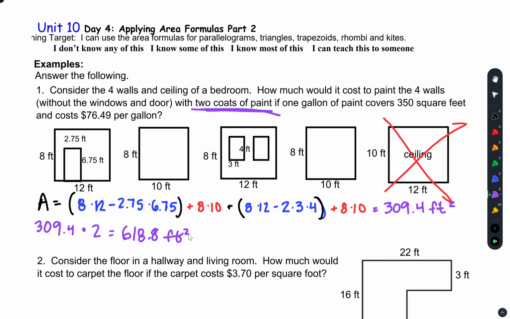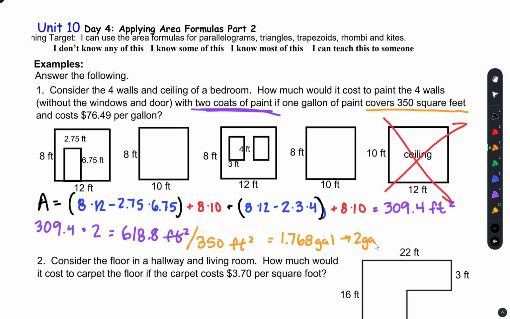how do I figure out how many gallons I need? Each gallon covers 350 square feet. So I'm going to take that number and divide by 350 square feet. That tells me I'm going to need 1.768 gallons. Anyone ever buy paint? Can you buy 0.768 of a gallon of paint? So how many gallons of paint are we actually purchasing? 2 of them.